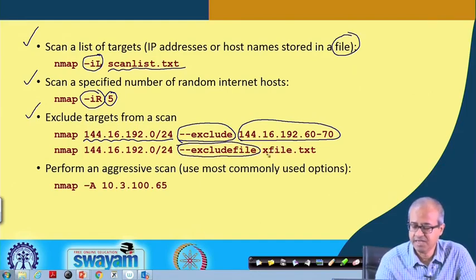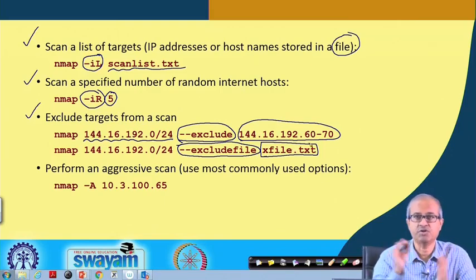You can either specify them by IP addresses, or you can use a special version, exclude file, where you can specify a file name. The IP addresses of the hosts to be excluded will be stored in this file. So, from that file it will read, and it will not scan those.